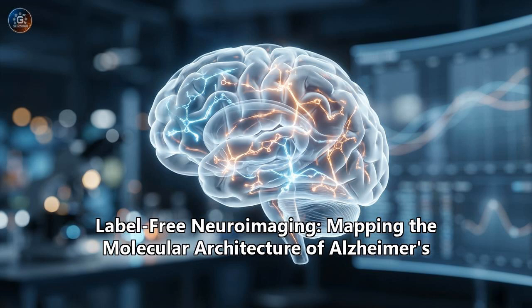Since that moment, the entire field of neurobiology has heavily relied on chemical stains and dyes to map out this pathology. But right now, a quiet revolution is completely rewriting the rules of how we study the brain. Driven by massive breakthroughs in optics, quantum physics, and artificial intelligence, researchers are finally abandoning the dyes, the radioactive tracers, and the fluorescent tags. Welcome to the era of label-free neuroimaging, a paradigm shift that is allowing us to map the molecular architecture of Alzheimer's disease in its pure, unaltered native state.